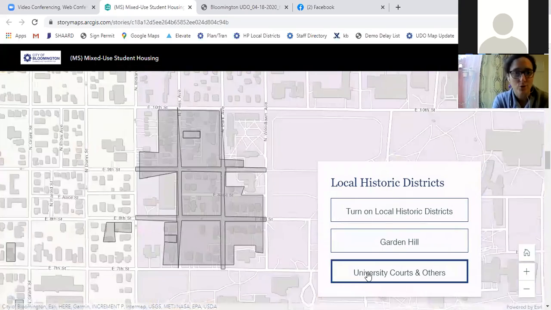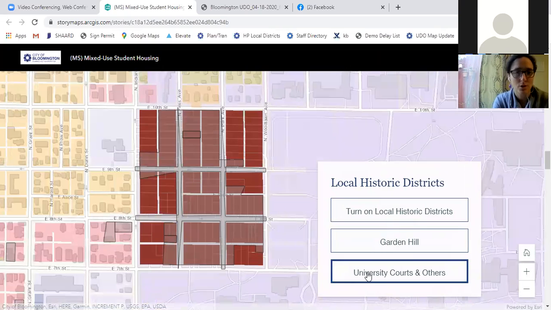And then we have University Courts and a couple of other single local districts here at the 10th and Woodlawn proposal. So those are of note to mention because as many of you know, local districts in town have their own design guidelines. They're not all the same. Each district makes that determination themselves. But those would still be in play. That's a second layer of regulation besides zoning.